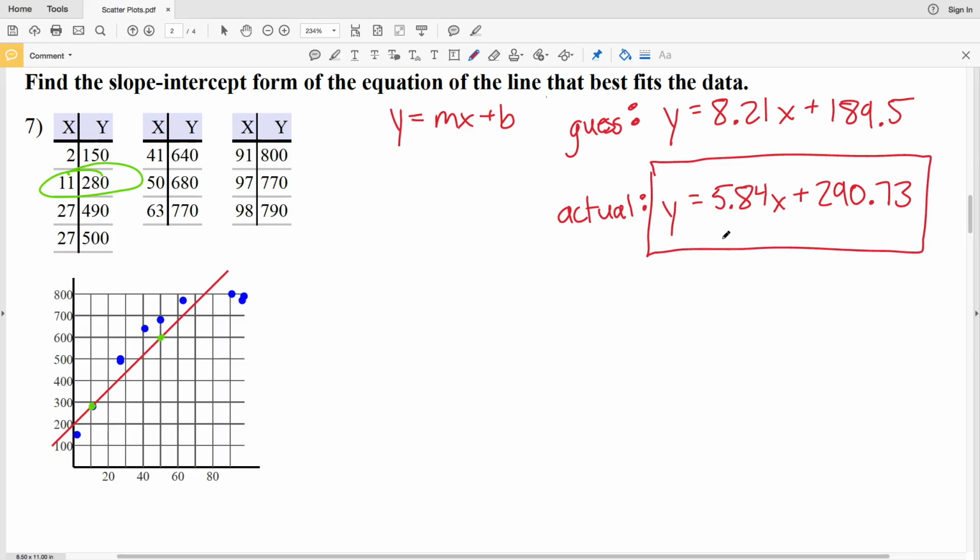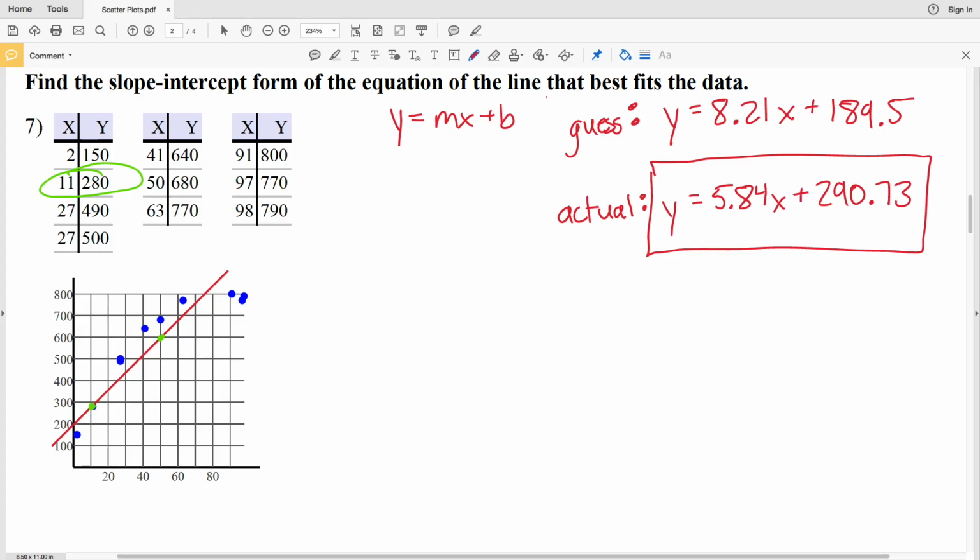We weren't required to guess in number 7, although I think it's important to understand where the line of best fit is coming from and how it's formed. By guessing for the line of best fit, we get a general idea of what we're looking for in order to find the actual one, which the computer calculated to be 5.84x plus 290.73.